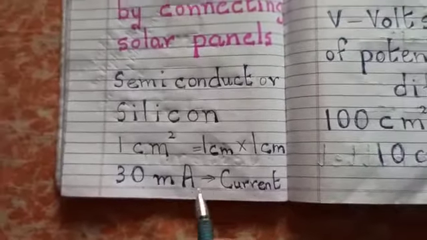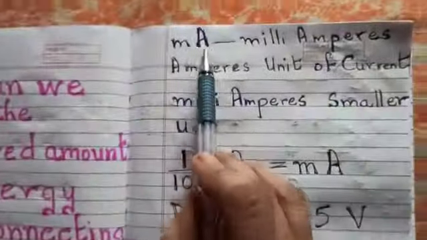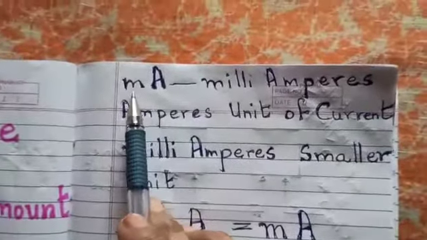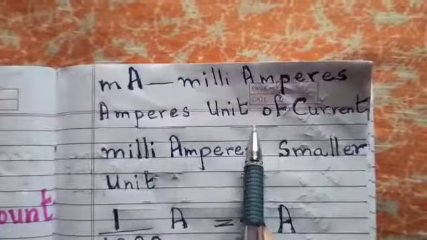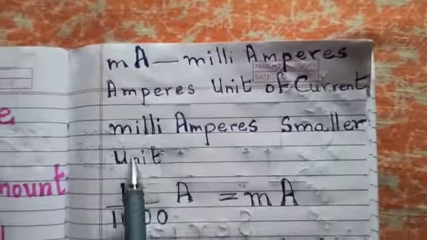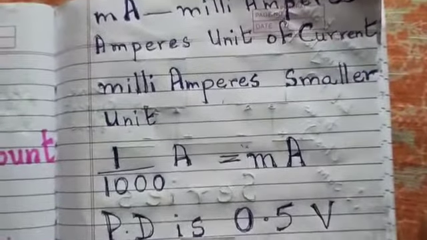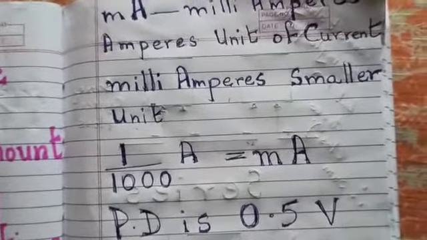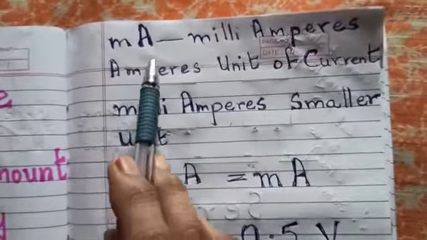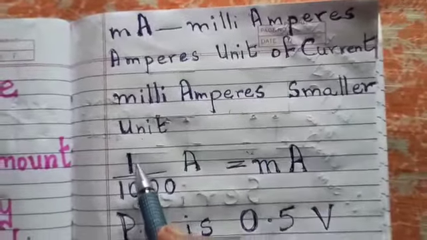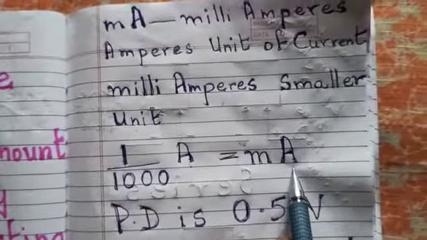Now, what is the meaning of milliamps? Milliamps, the short form is small m, big A. Amps is the unit of current. Milliamps is a smaller unit, just as you have meters and centimeters, in the same way the smaller unit of amperes is milliamperes. Now 1000 milliamps is equal to 1 ampere.